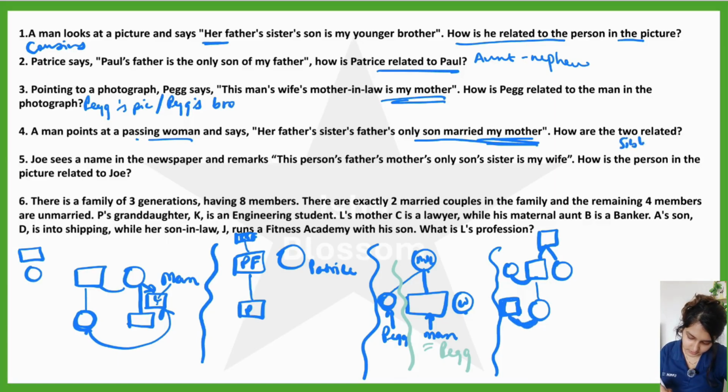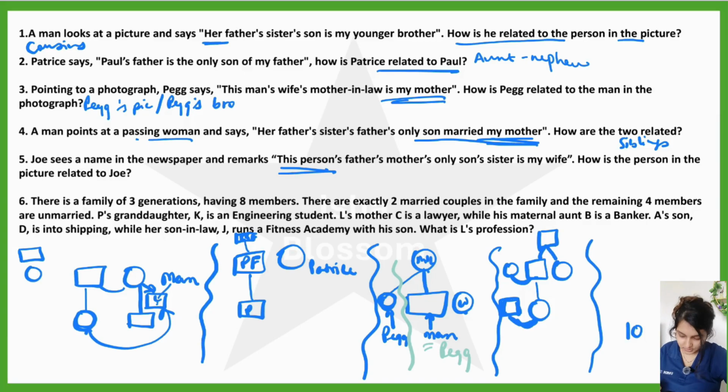Right, siblings. Fifth one. Joe sees a name in the newspaper and remarks, this person's father's mother's only son's sister is my wife. Okay. So we don't know the gender of the person right now because it says this person.